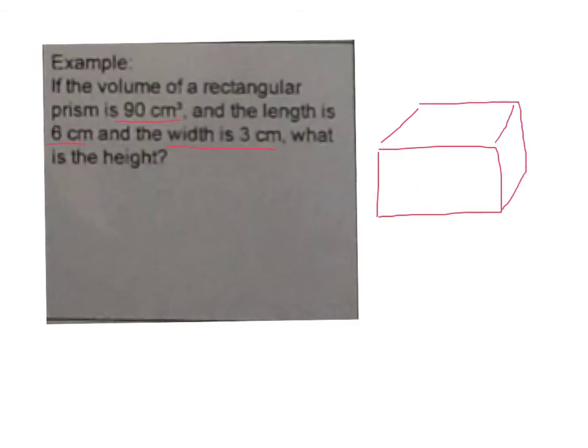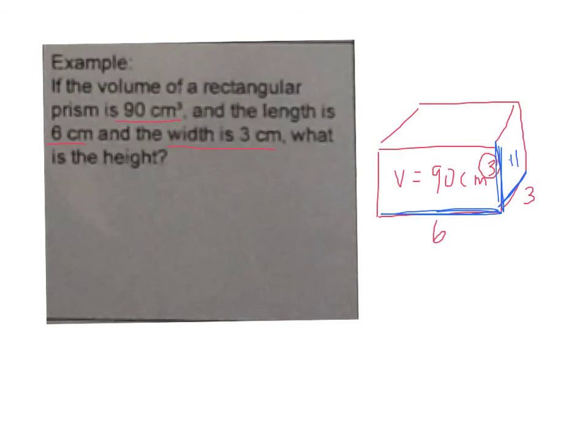Okay. I know that the volume equals 90 centimeters cubed, because I'm looking at how many cubes can fit within the 3D shape. There's 3 dimensions, so that's why it is cubed. I know that the length is 6 centimeters, and I know that the width is 3 centimeters. Whenever I'm finding volume, I always need my length, my width, and my height. So the height is what I am missing right now.